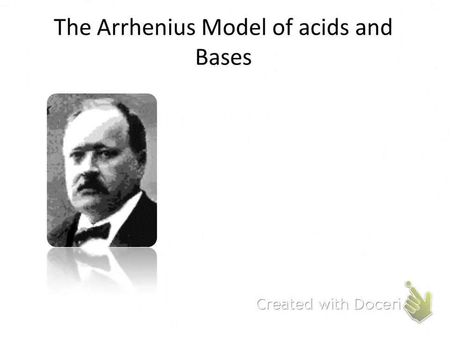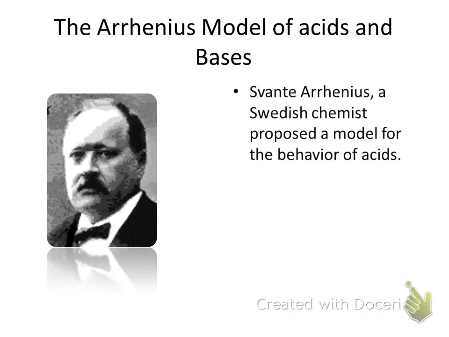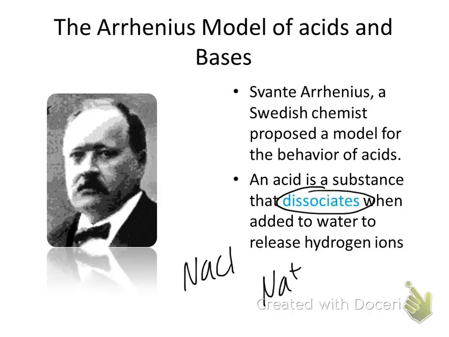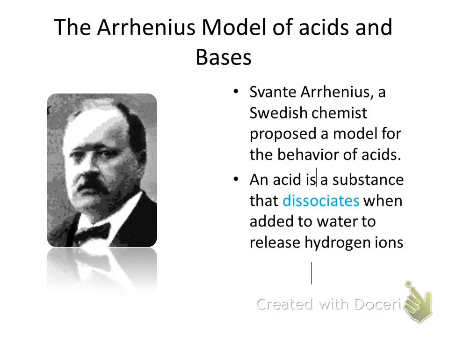The Arrhenius Model of acids and bases comes from Svante Arrhenius, who's a Swedish chemist. He says that an acid is a substance that dissociates. So remember we talked about dissociation, and this word means that the solute comes apart into ions in the solvent. So salt dissolves in water, and it also dissociates into ions. So Svante Arrhenius says that an acid will be something that does dissociate. So if we look at hydrochloric acid, we'd expect to see it dissociate into hydrogen ions and chloride ions.